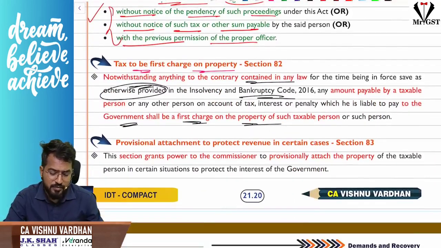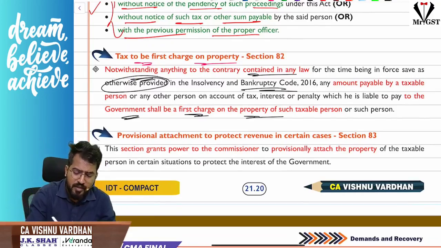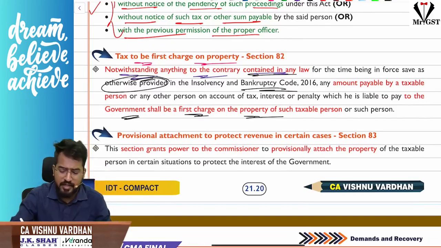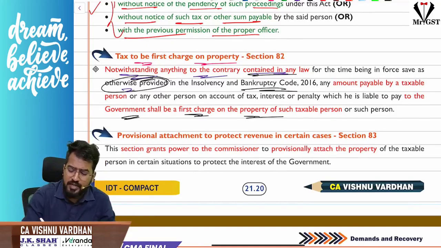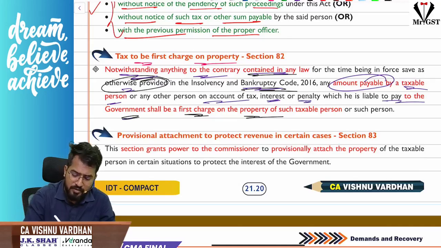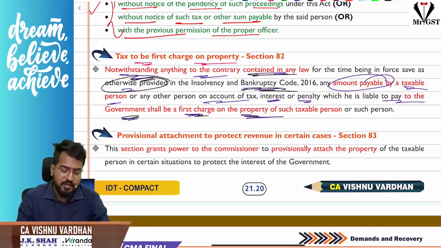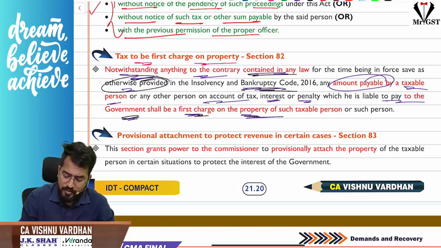Next, tax to be the first charge on any property. Notwithstanding anything to the contrary contained in any law for the time being in force, otherwise provided in IBC 2016, the amount payable by the taxable person by way of any tax, interest, penalty, all the stuff which is liable to be paid to the government, shall be the first charge on the property. Simple, sir. The first charge on the property will obviously normally be the tax.